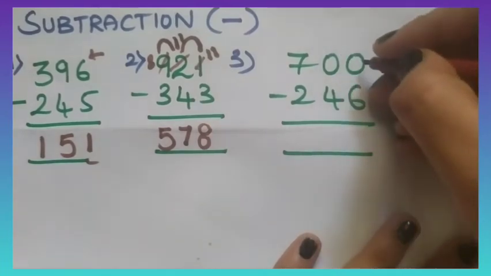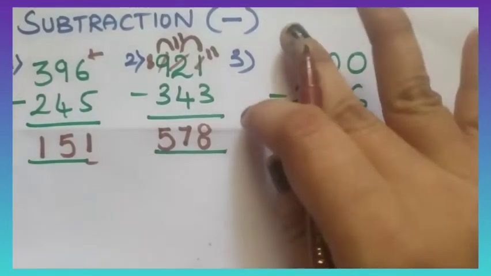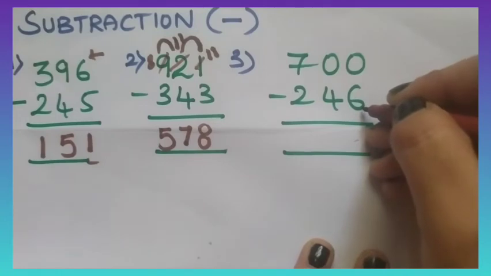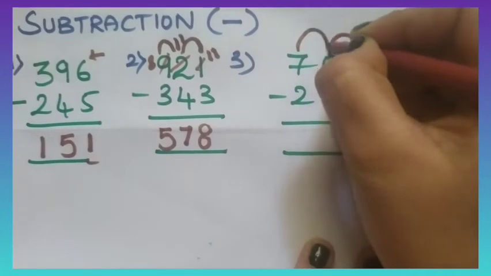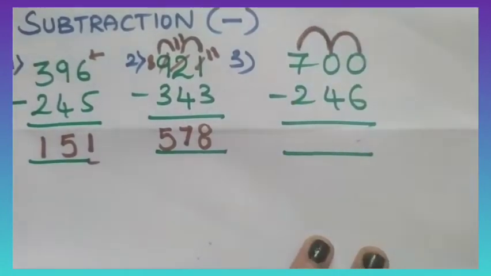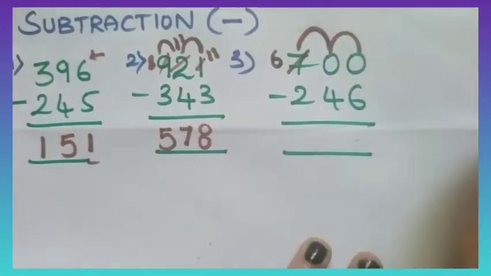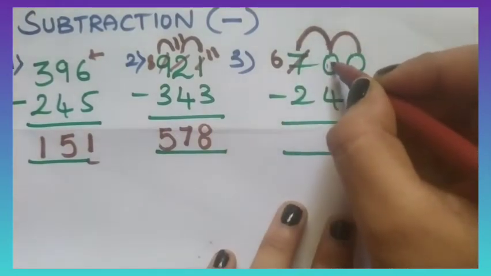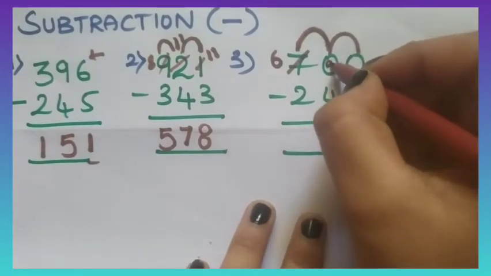Here zeros are there. So many children will directly write 6 and 4. That is wrong. From 0 we cannot take any number. So at that time we have to take borrow. Here also 0 is there. So I took from here. When we are taking from here, this 7 will become 6. When we are giving, we will get here 10. But we are giving 1 point, so it will be 9.